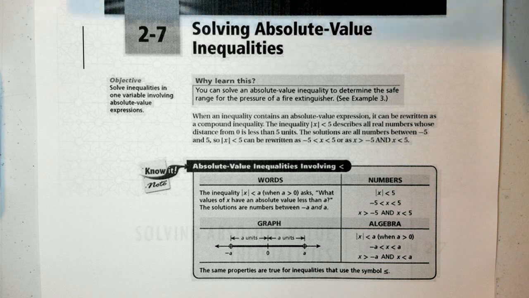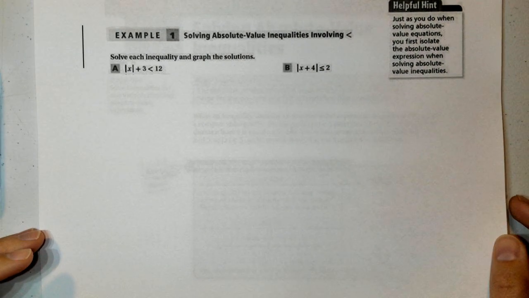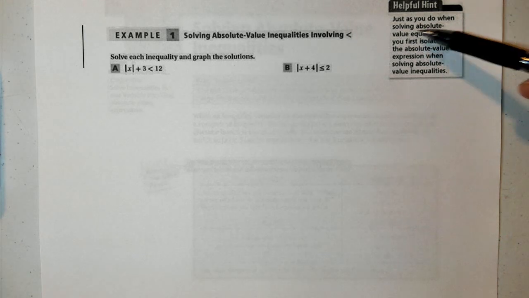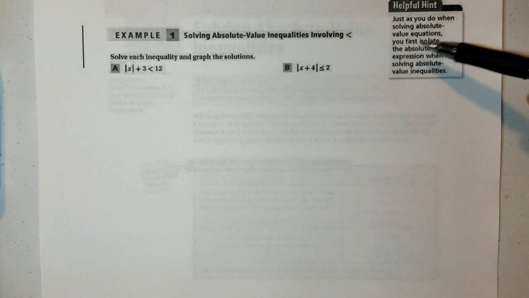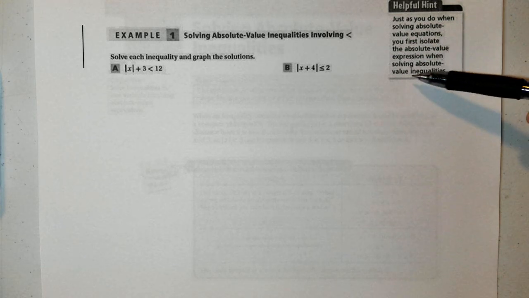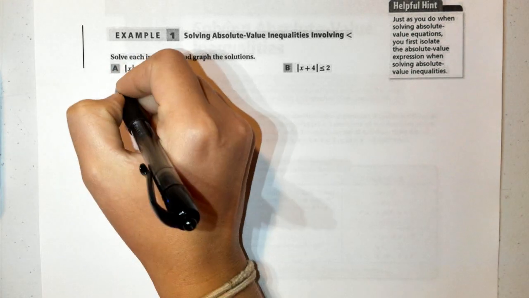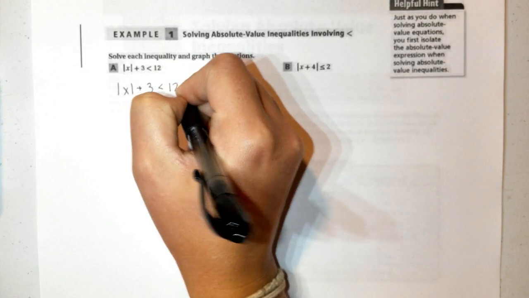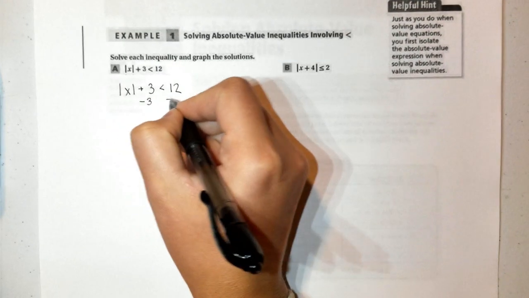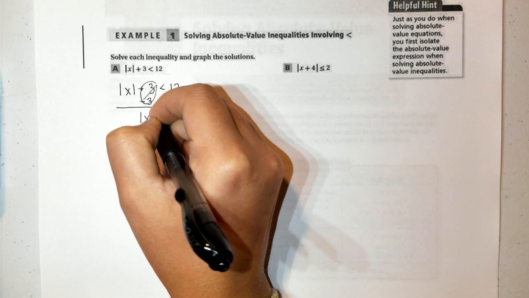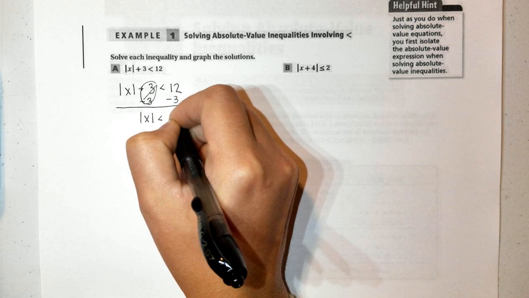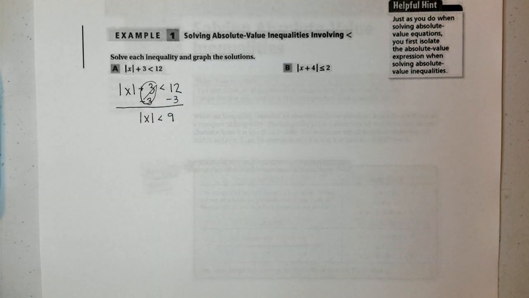So starting with example 1, you're going to solve absolute value inequalities just like equations. You're going to isolate the absolute value expression. For this first one, we have the absolute value of x plus 3 is less than 12. First I'm going to isolate this absolute value of x. So I'm going to subtract 3 from both sides. 3 minus 3 gives me 0, so I'm left with the absolute value of x, which is less than 12 minus 3, which is 9.